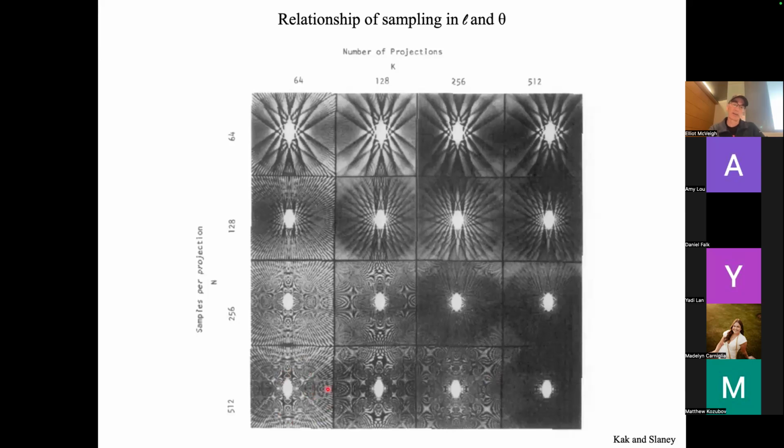It looks pretty spectacular when you have a lot of detector elements and not enough angles, right? If I have 64 detector elements and 64 angles, I get something that does have obvious artifact out here, but not as spectacular as that.